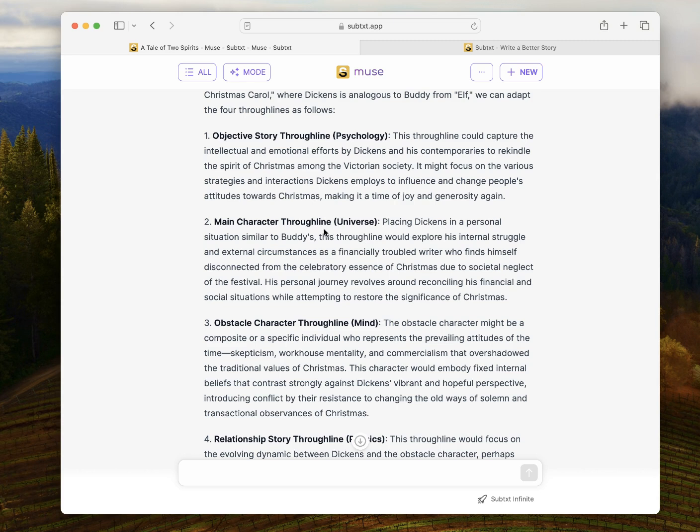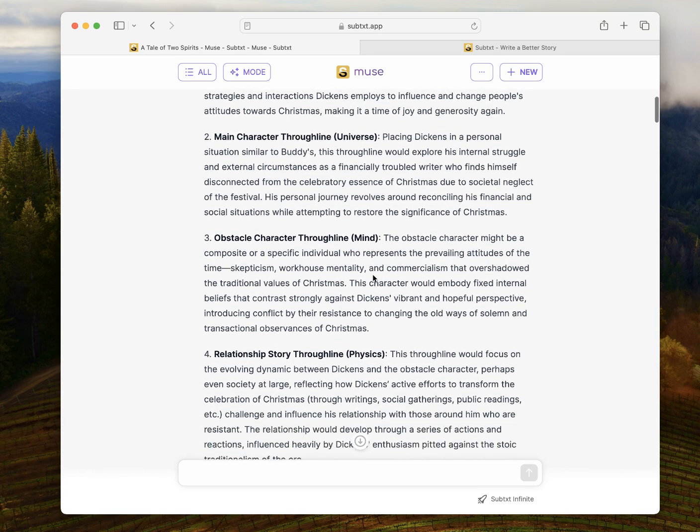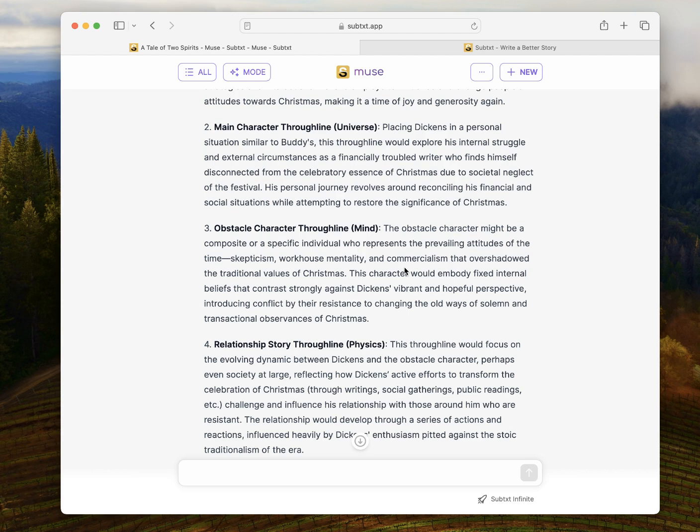And then, having him go into Buddy's place, he's not just going to be an elf now or a human that grew up as an elf, but taking that same area where it's the external state of things, that is his personal struggle. As a financially troubled writer, which I'm sure every writer can associate themselves with, who finds himself disconnected from the celebratory essence of Christmas due to societal neglect of the festival. That works really cool. Obstacle character was just somebody who had a bad attitude, skepticism, workhouse mentality, and commercialism. So it didn't really define who that was, which I thought was really nice.